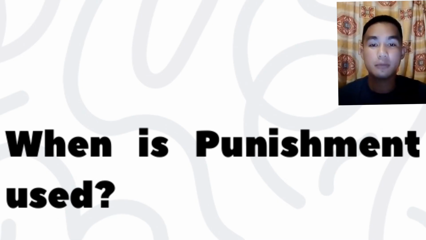When is punishment used? Punishment is used when you commit a crime. The example: a serious crime and repeat offenders. Serious crime is a punishment that is most often applied in cases of serious or violent crime. The example: murder, rape, armed robbery, etc., where retribution and deterrence are seen as paramount.